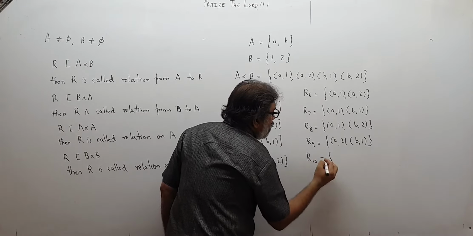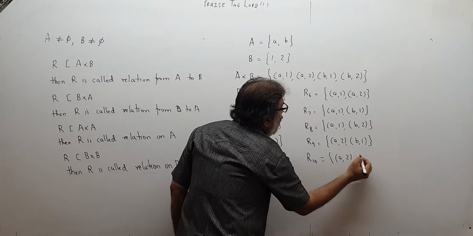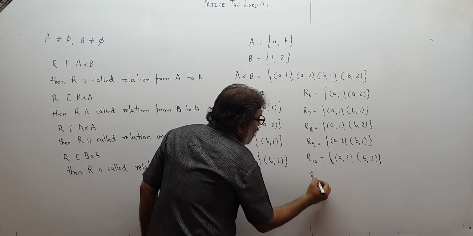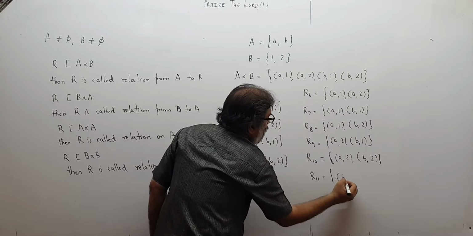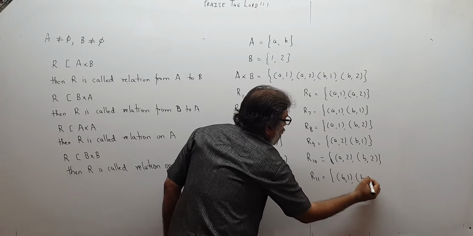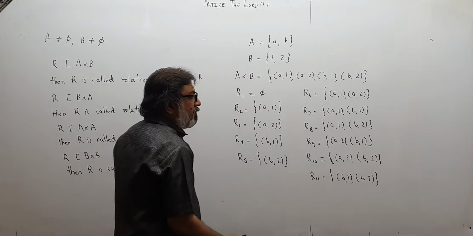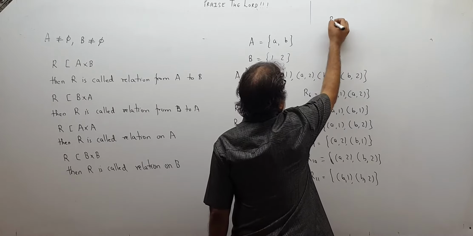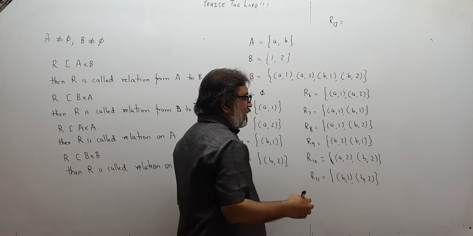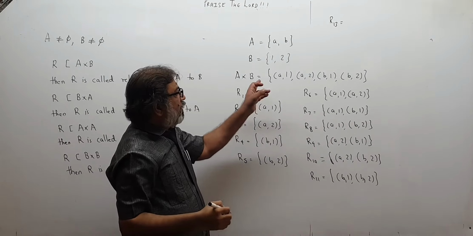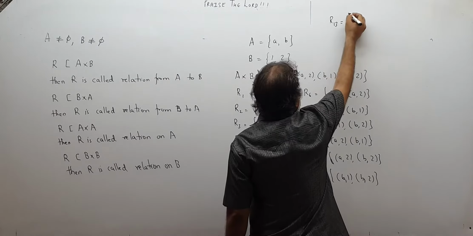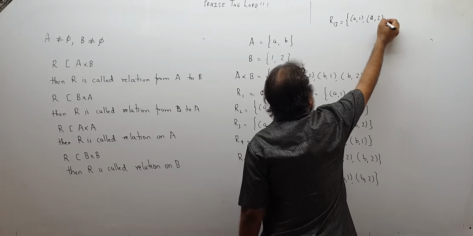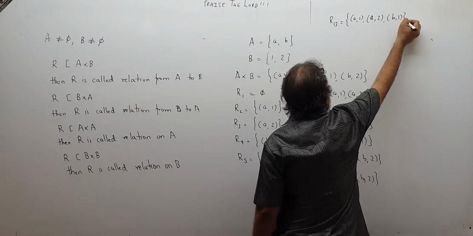R10 can be A2, B2. Okay. Then R11 B1, B2, like this. Then we can have, I'll write over here for you, R13, the 13th relation. I took up two elements, so I take up 3, 3. So R13 can be A1, A2, B1.